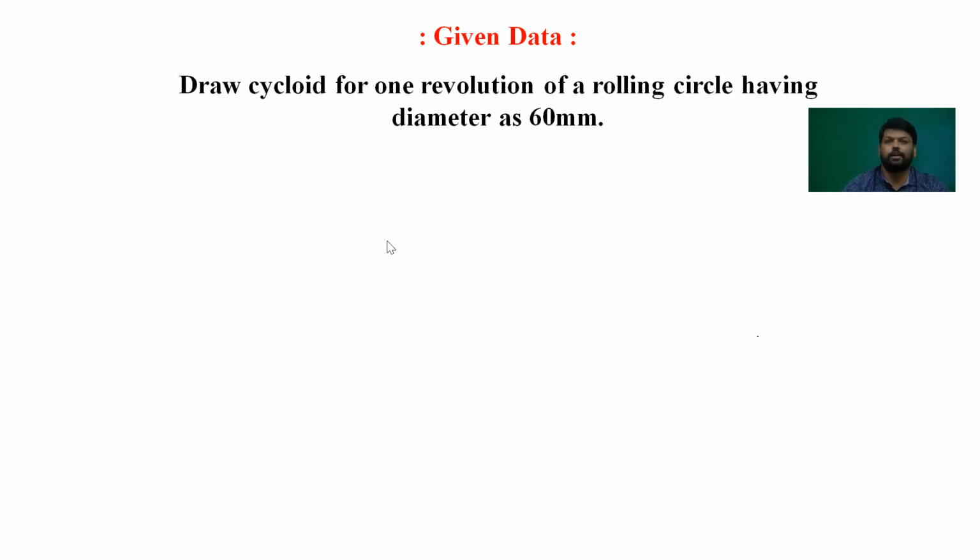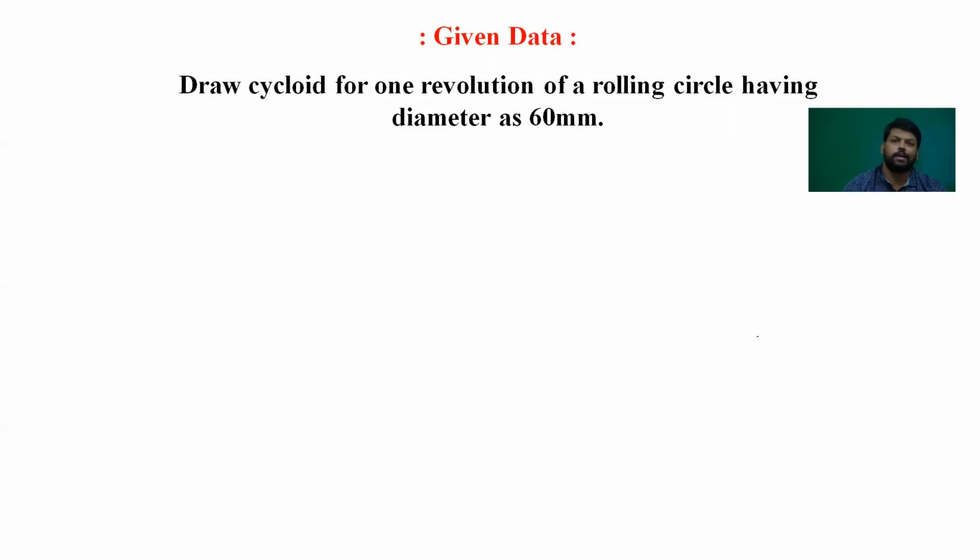This is a problem statement: draw the cycloid for one revolution of a rolling circle having a diameter of 60 mm. In order to draw the cycloid, we should have the diameter or radius of the circle and the length of the straight line. In certain problem statements, the length of the straight line will not be given. In that case, you need to consider only one revolution. For one revolution, what will be the length of the straight line?